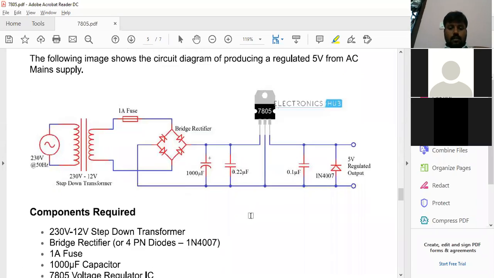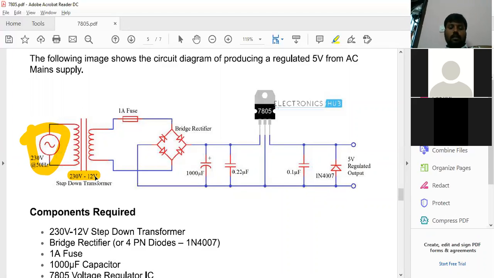Here is the full circuit showing the regulated power supply. Now you get the input from the 230 volts. Our input is 230 volts, 50 hertz. By using the transformer, I am now stepping it down to 12 volts.